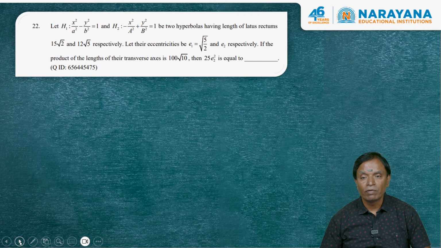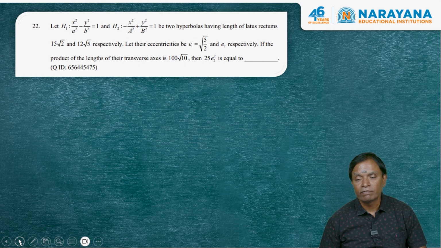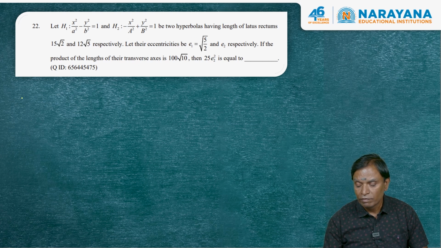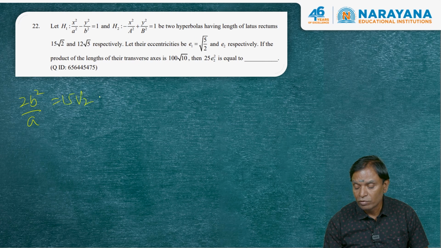You are given two hyperbolas. You are given their lengths of latus rectum. One eccentricity is given. Product of the transverse axis is given. Then you are asked to find 25 E2 square. Okay. First one is 2B square by A is equal to 15 root 2. Second one is 2A square by B is equal to 12 root 5.